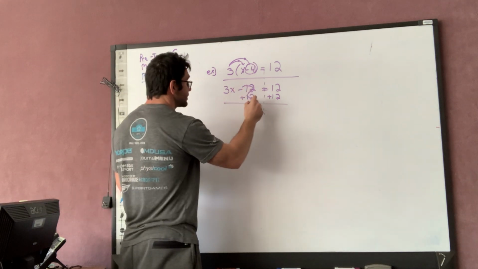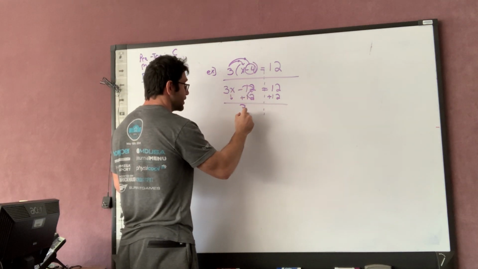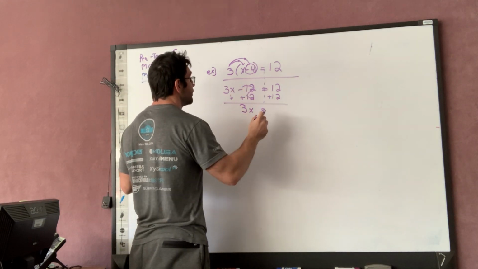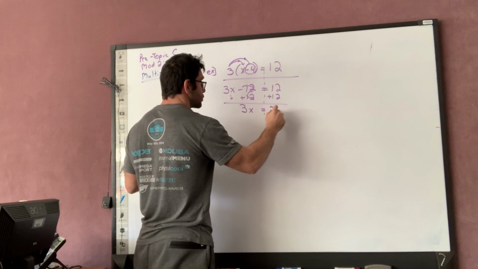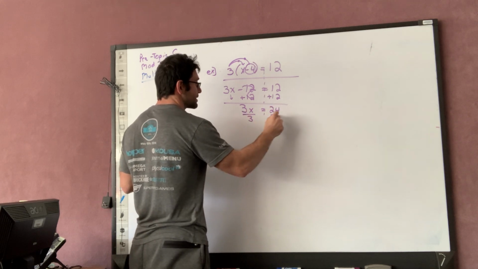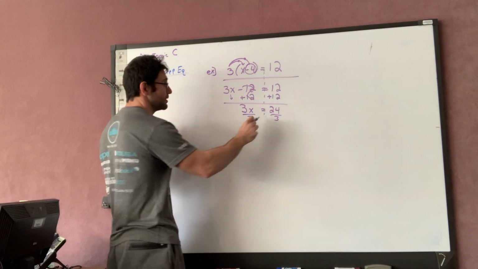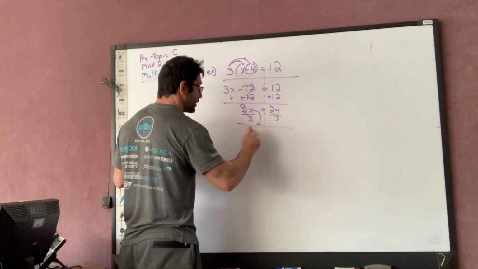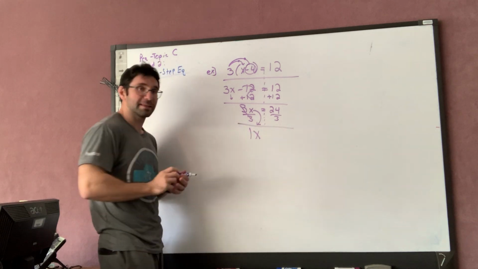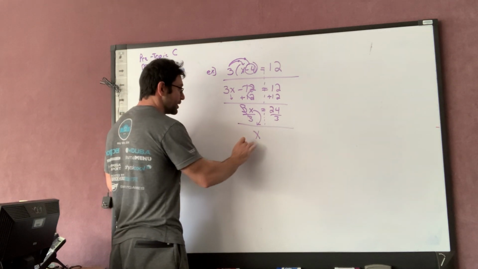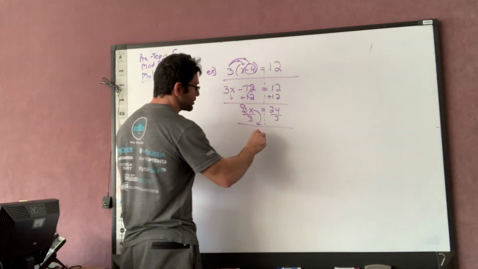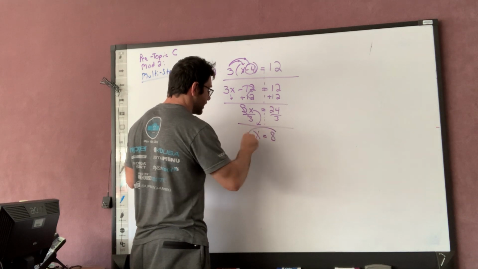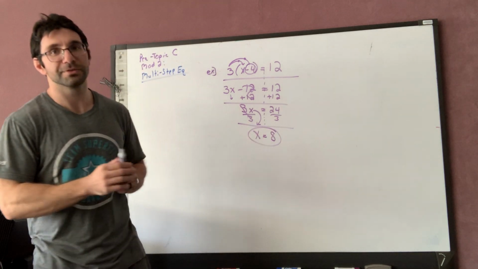-12 plus 12 is 0, which means 3x comes down. 12 plus 12 is 24. Last step, I finish with the inverse operation of division. 3 divided by 3 is 1. 1 what? 1x. Could I write it like this and it be correct? Sure. But in math, we simplify as much as possible, so we don't put that there. And I'm left with x equals 8.